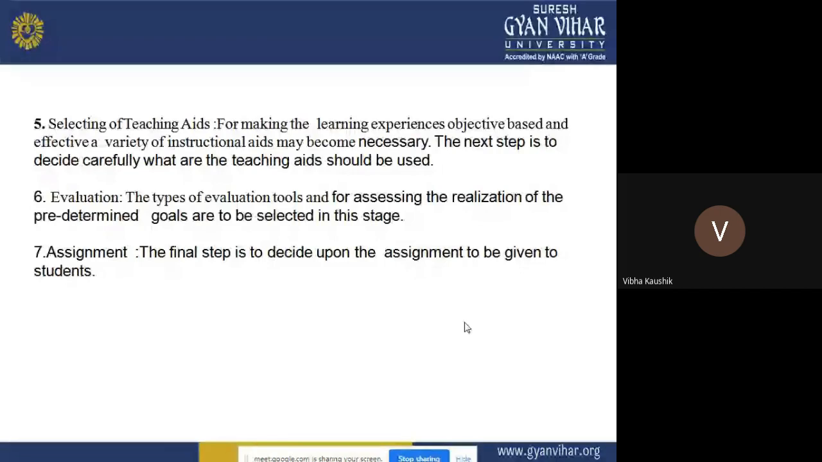The type of evaluation tools: how you evaluate the performances of the learner, and for assessing the realization of the predetermined goals, whether the goals that we have decided have been realized or achieved or not, are to be selected in this stage.